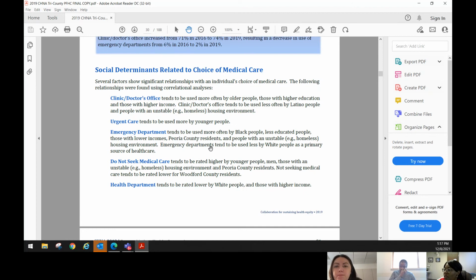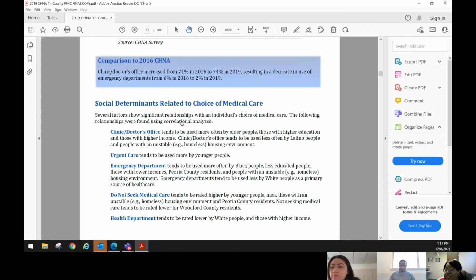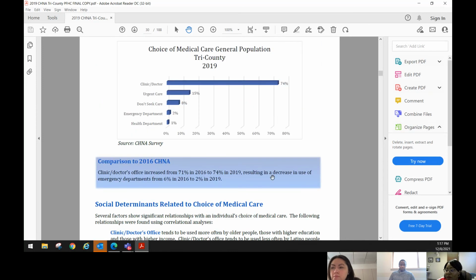Emergency departments tend to be used less by white people as a primary source of health care. So again, I won't go down into this, but the point is once you put that equity lens on these doctors and you get into the actual population health, it starts to tell a different story. 74%, that's the majority, but then when you break it down, you'll find out that this majority is more than likely white people, older people, and those that have more immediate access to care.